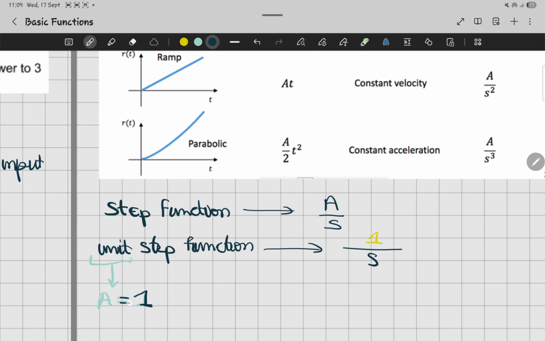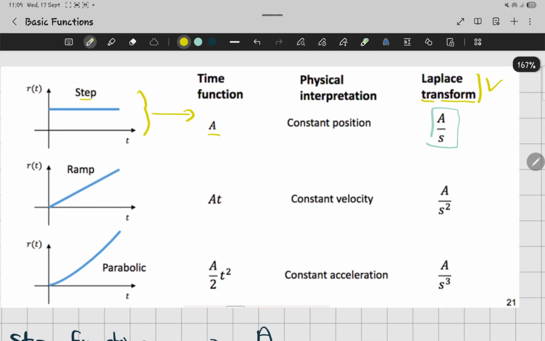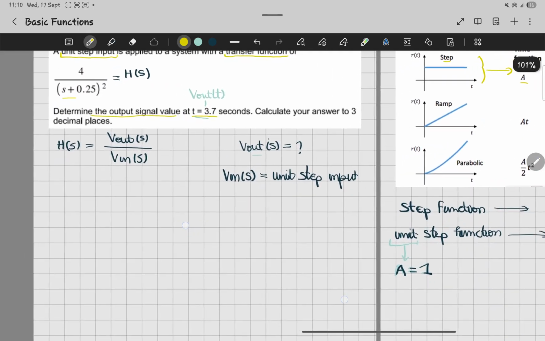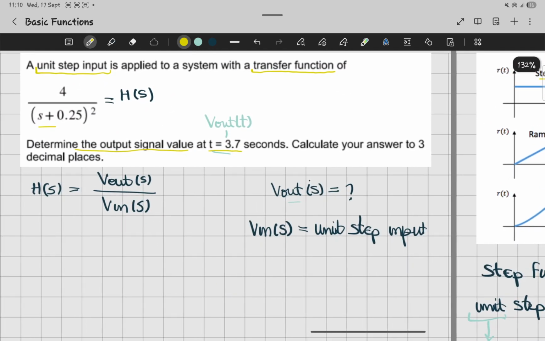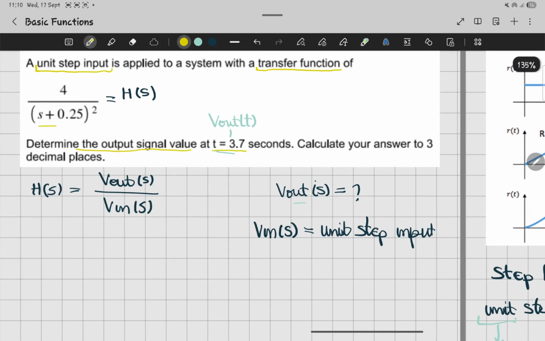Whenever you see unit there, that means A will be equal to 1. Here, when you see A, this is the value of A. If it's not 1, we're not going to call it a unit. It's only when A equals 1 that we call it unit. In simple terms, this is the unit step input. So V in of S equals 1 over S.